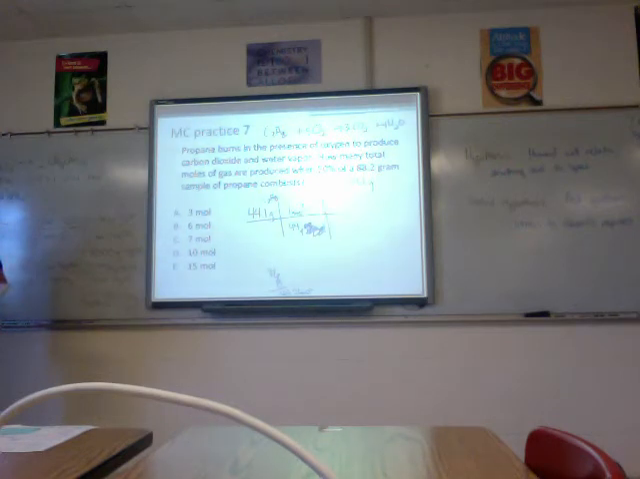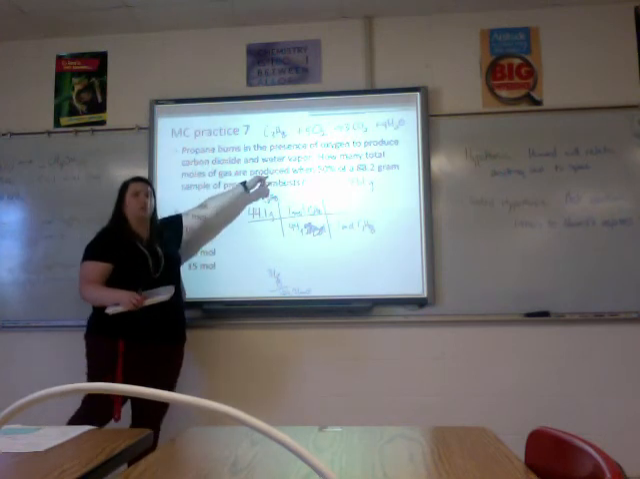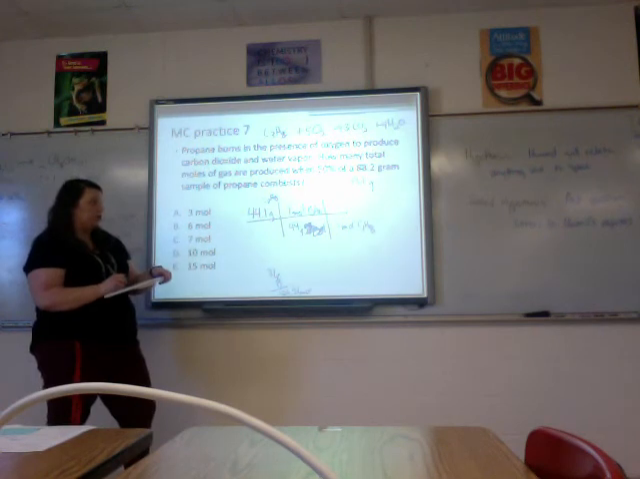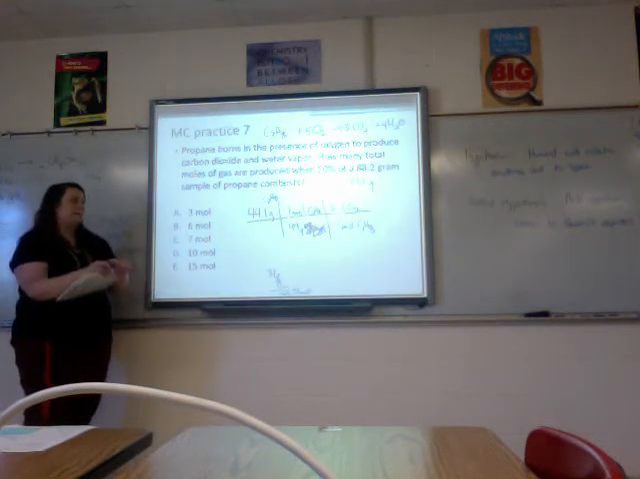Okay, and this is our C3H8. In the equation, we have 1 mole of that. And we want to know the total moles of gas. Carbon dioxide, we know, is a gas, and water vapor is also a gas. So we need to do this for both our CO2 and our H2O. Okay, so you would do one at a time and then add them? Yeah, yeah. But let's look at this.